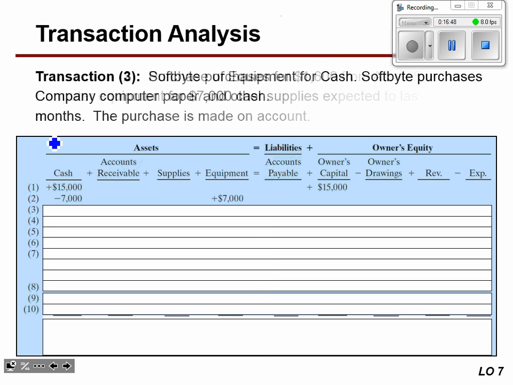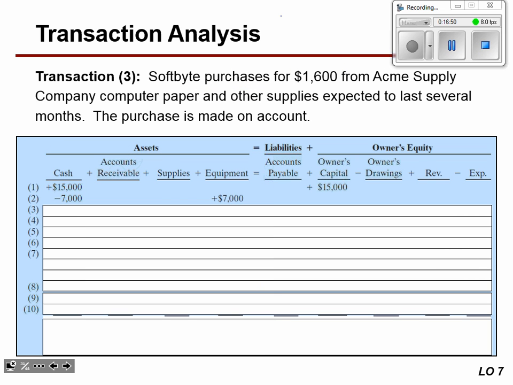All right, on to our third transaction. SoftBite, so that's the company we are dealing with, purchases for $1,600 from Acme Supply, computer paper, and other supplies expected to last several months. What are we getting here? But how are we paying for it? We are charging it. Good.